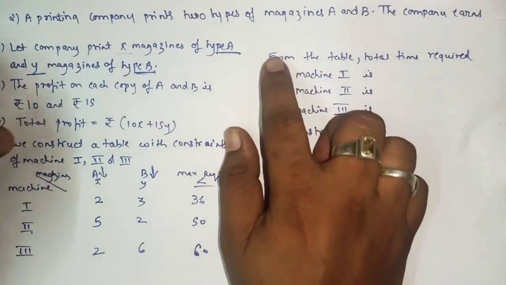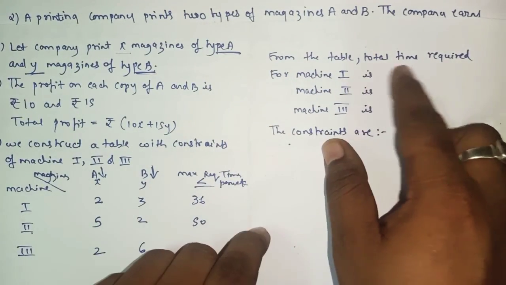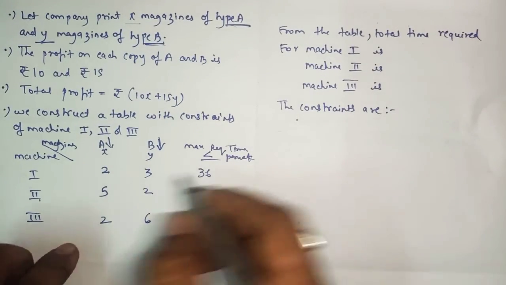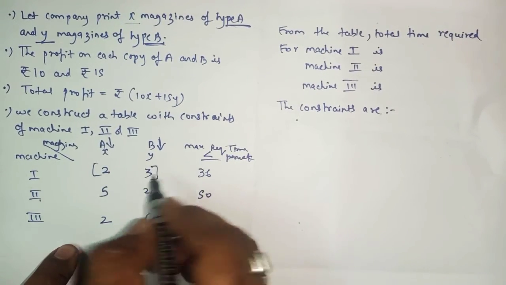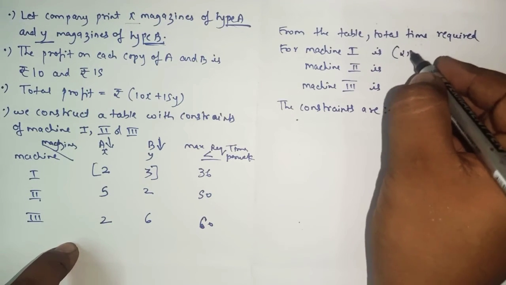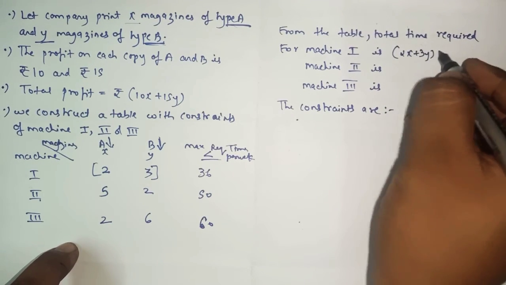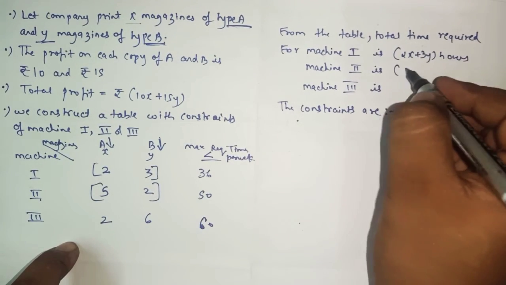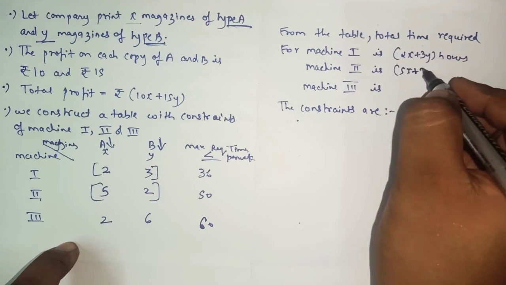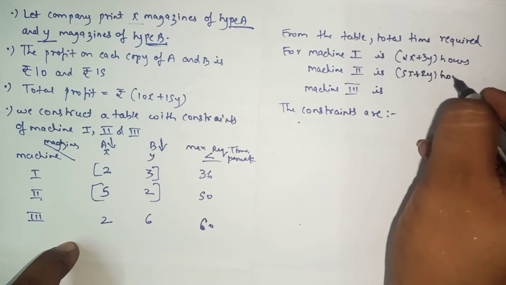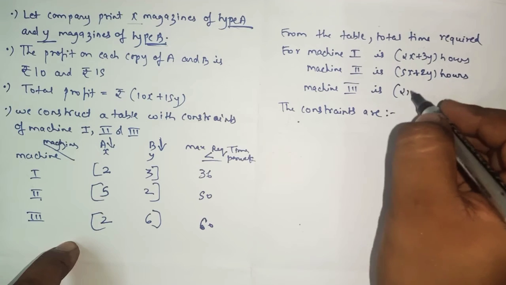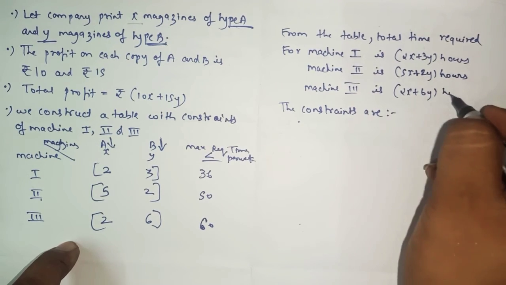Okay, after this the next part will be what? From the above table, the total time required for machine 1 is what? 2x plus 3y hours. For machine 2 is what? 5x plus 2y hours. For machine 3 is what? 2x plus 6y hours. Yes or no?